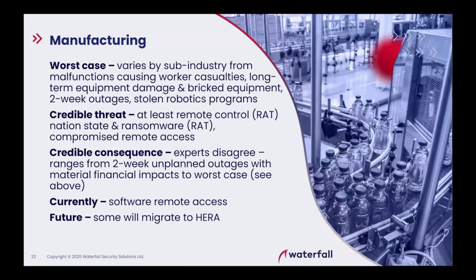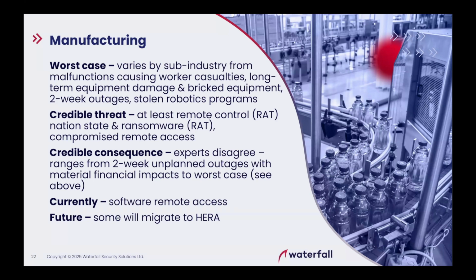Manufacturing, the worst case varies enormously. Sometimes it's 2 weeks of downtime. You just cannot imagine a cyber attack bringing about more serious consequences. In other cases, it depends on the physical process. You could have worker casualties, you could have long-term equipment damage. It varies enormously. So you have to look at what is your worst case? The credible threat, well, it's at least remote access, the remote control, the remote access Trojan.